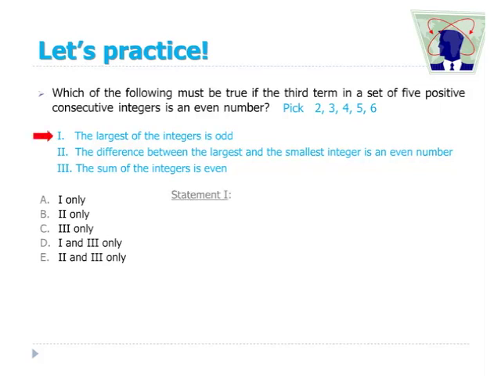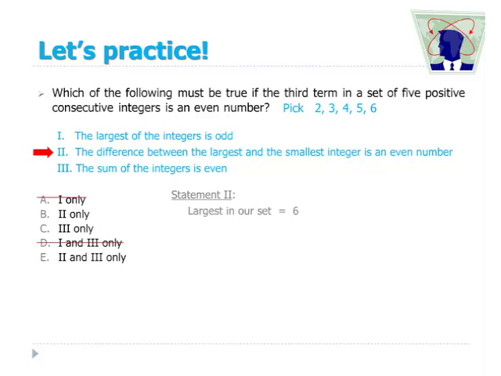Statement 1 says that the largest of these integers is odd. The number 6, the largest in our set, is even, so we can eliminate choices A and D as they both state that statement 1 must be true. Statement 2. The difference between the largest and smallest integers is an even number.